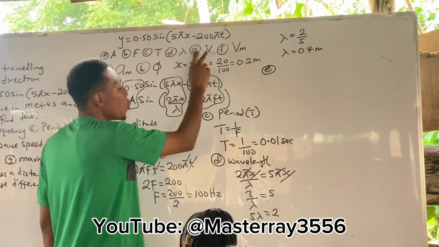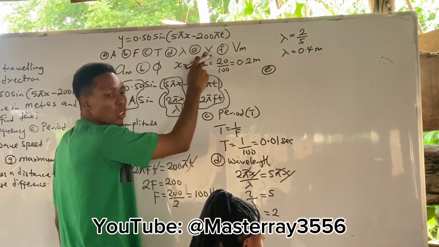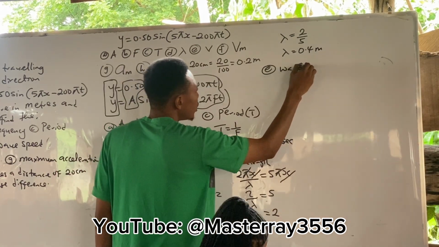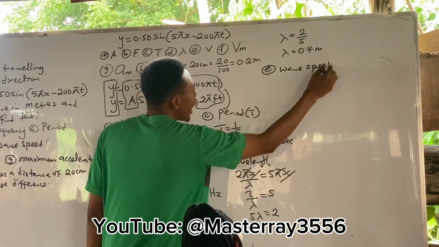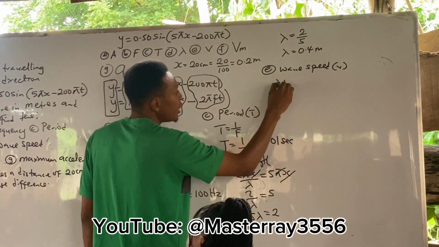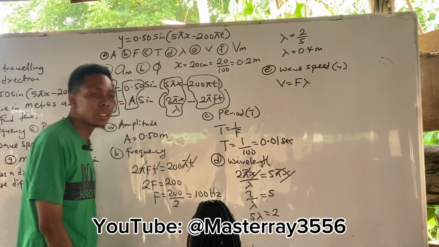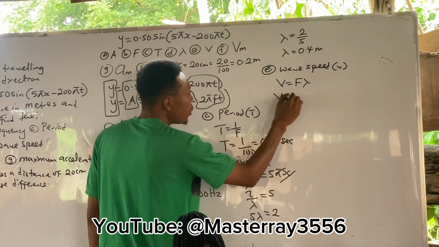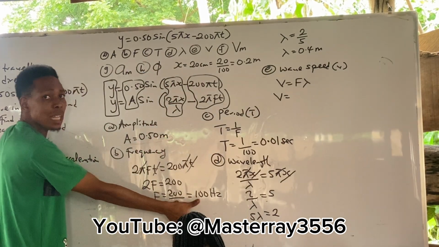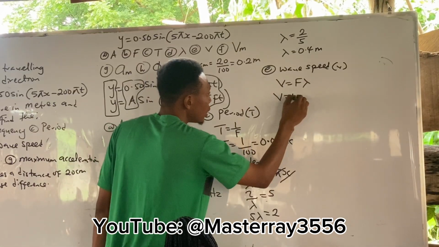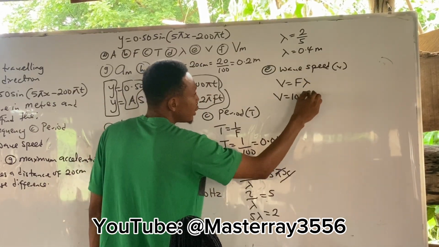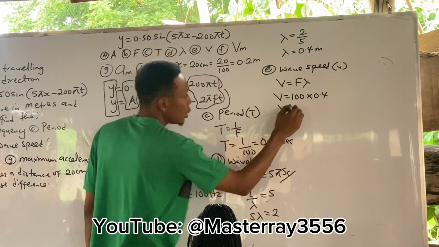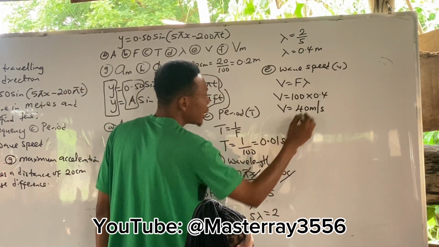Now that you've got that, then the E part. You are asked to look for what? Wave speed. Please pay attention. For wave speed, that's our V. So V is equal to F lambda. From here, our V will be equal to what's our frequency? 100. Then what's our lambda? 0.4. So what will be our V? 100 times 0.4, that's 40 meter per second.